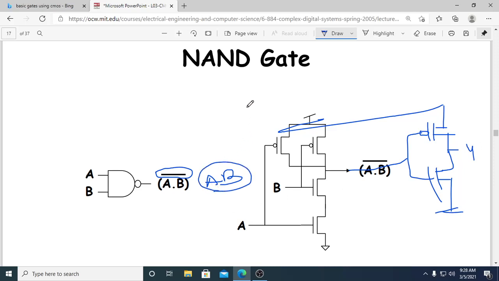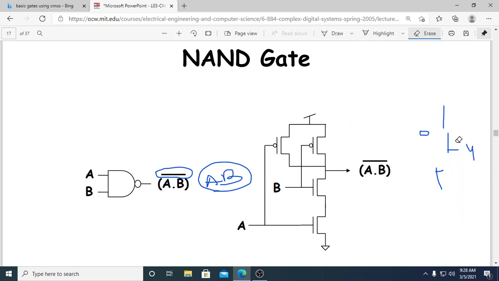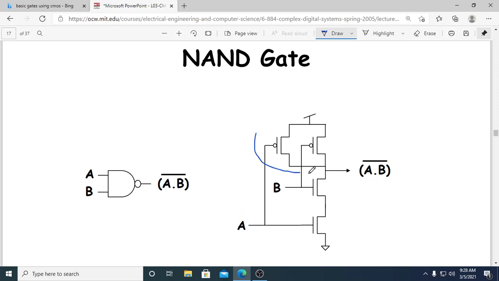So how to remember these things? How have I designed this, because this is a complex thing? You have to remember, either go for PMOS first or go for NMOS first, whichever you prefer. So how to remember again? We are having A into B and its complement.